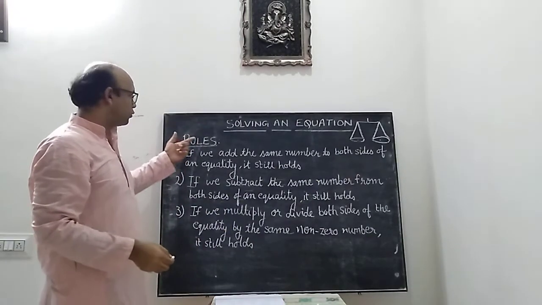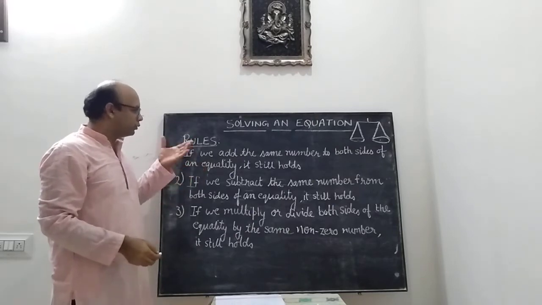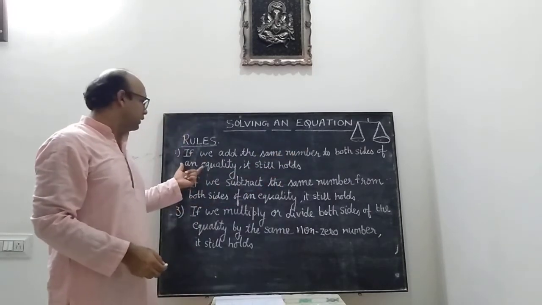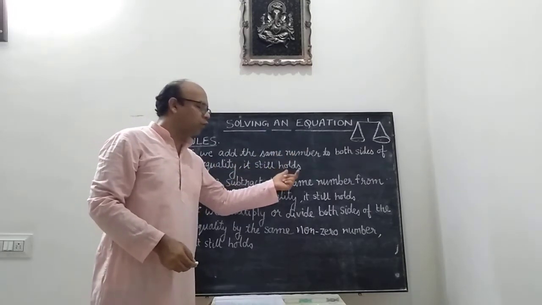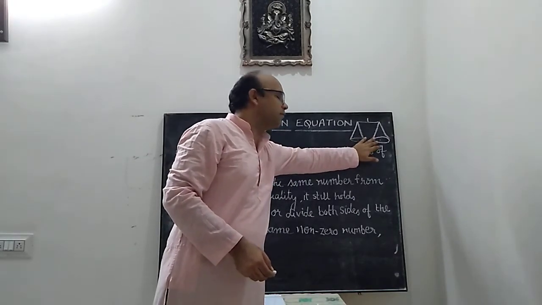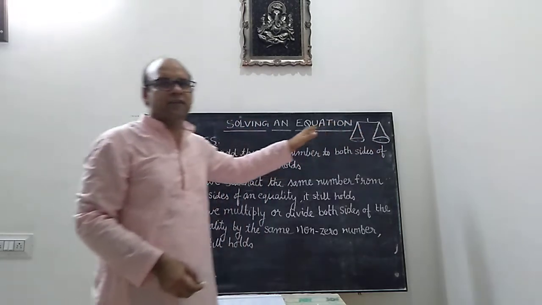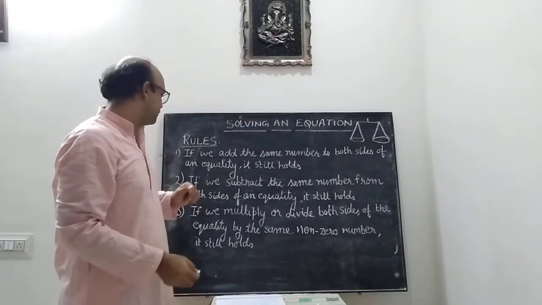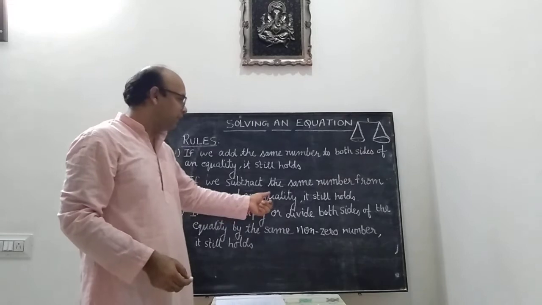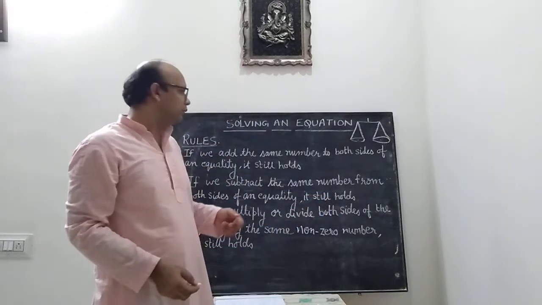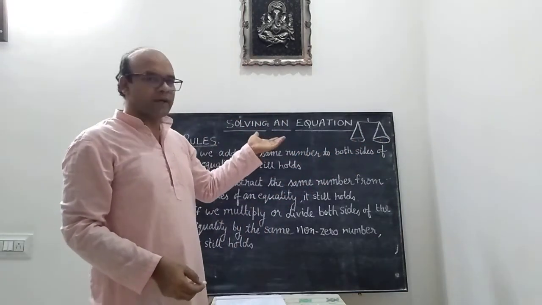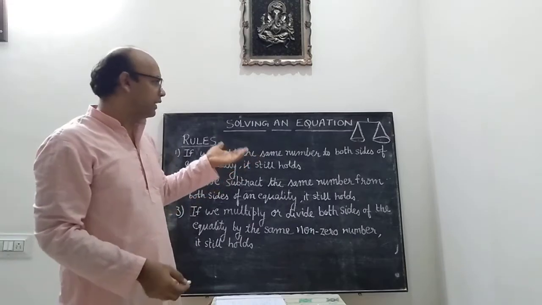So basically the rules we follow to solve an equation are: if we add the same number to both sides of an equality, it still holds. For example, if you see a balanced pan balance and add the same amount of weight on both sides, it will remain balanced. If we subtract the same number from both sides of an equality, it still holds. If you remove the same quantity from both sides, the pan balance will still be balanced.